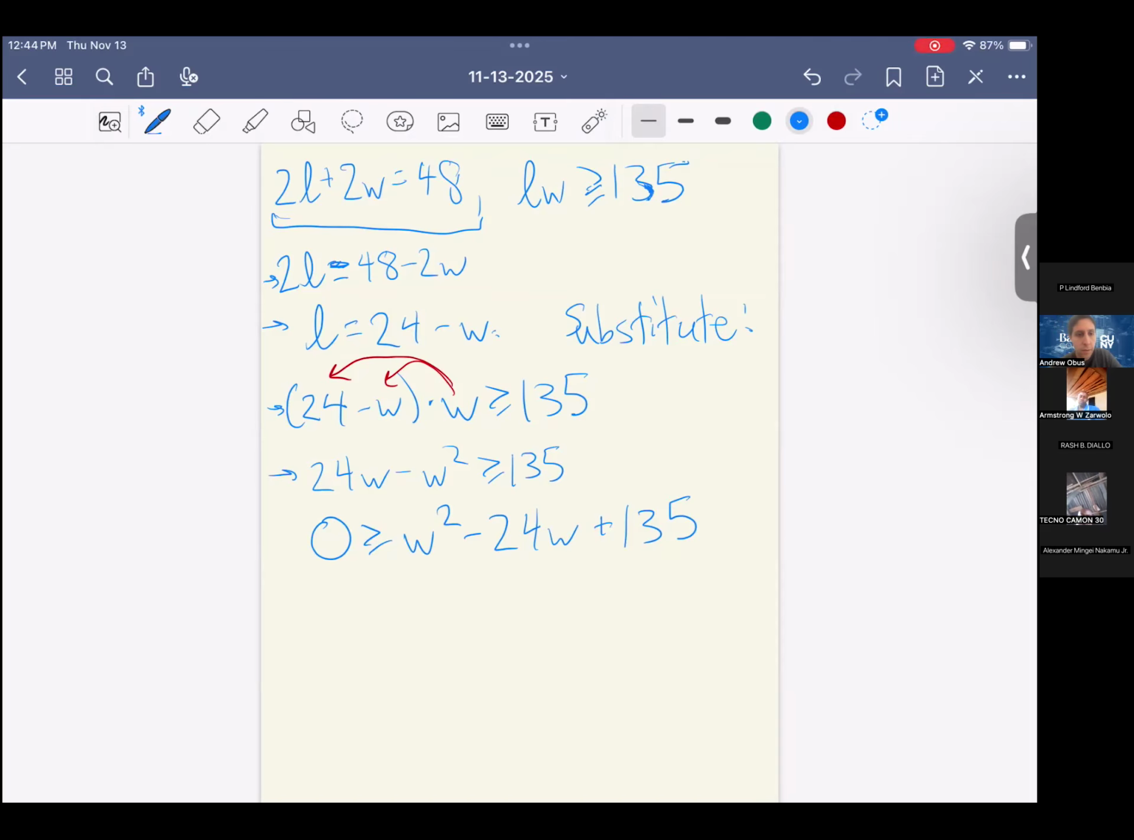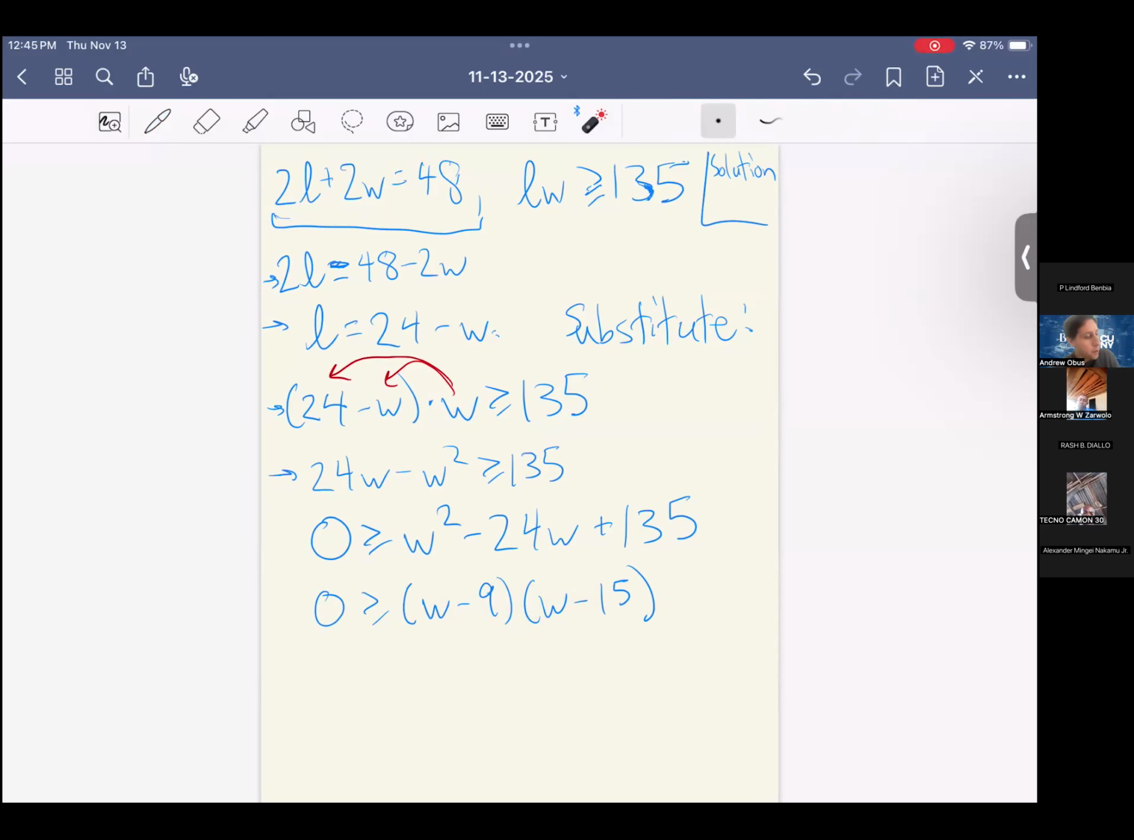Okay, and so now we can factor this, right? So this is a quadratic, so we can factor it, and we need two things that add to minus 24 and multiply to 135. If you do a little bit of trial and error, it turns out that this factors into W minus 9 times W minus 15. Okay, so this is our solution, by the way. I should just say solution. Okay. So W minus 9 and W minus 15, and we want this quantity to be negative.